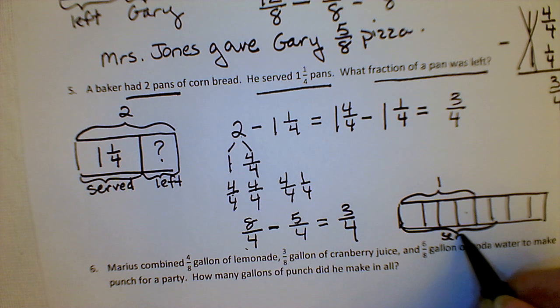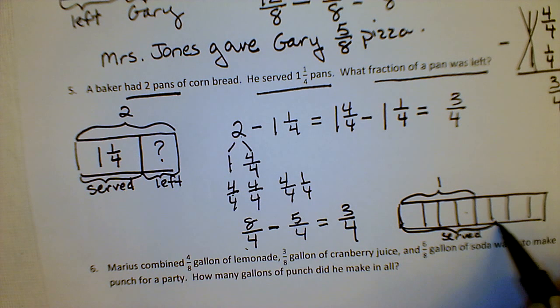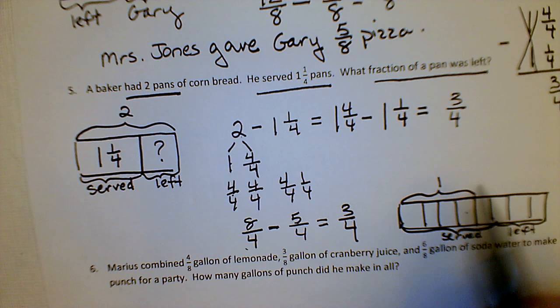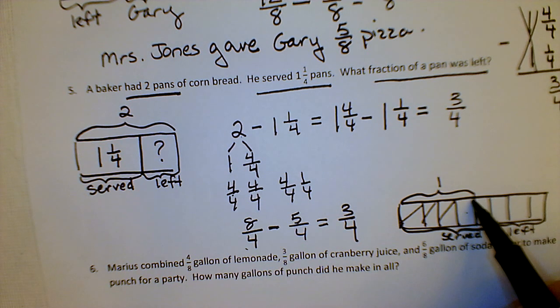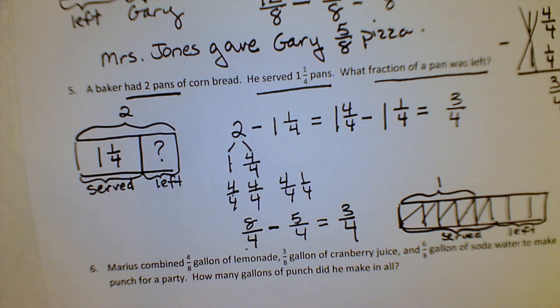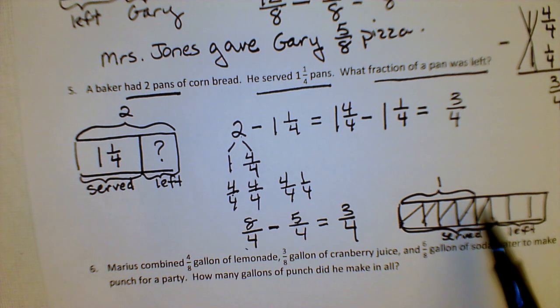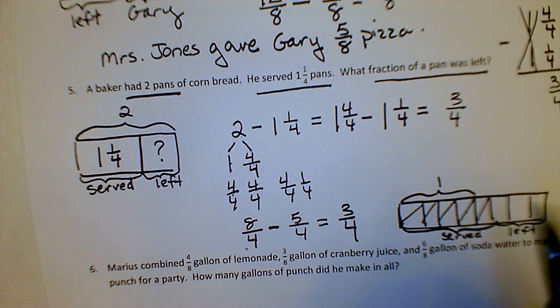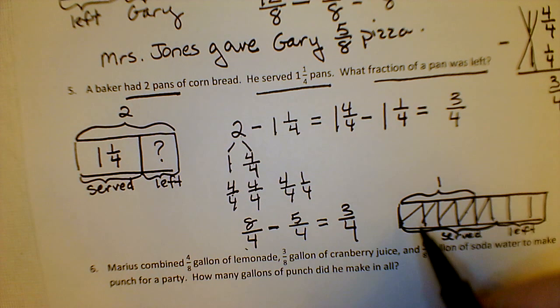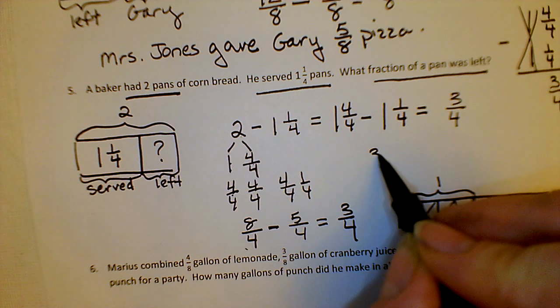what was served. I'm running out of room here. And this is what was left. So you can see 1, 2, 3, 4, and 5. So that's 1 whole plus 1/4 was served. And that's what's left. So that's another way that you could have done it. Or you even could have just crossed off that 1 and then crossed off that 4th. Lots of different ways. Whichever way you choose to do it, what you're going to get is that 3/4 of a pan was left.